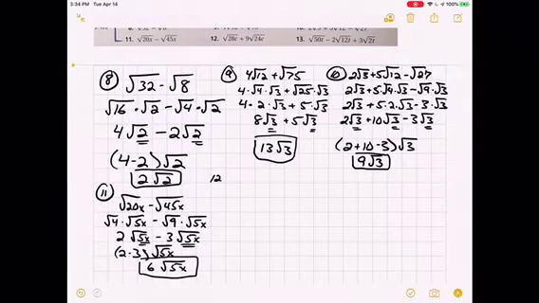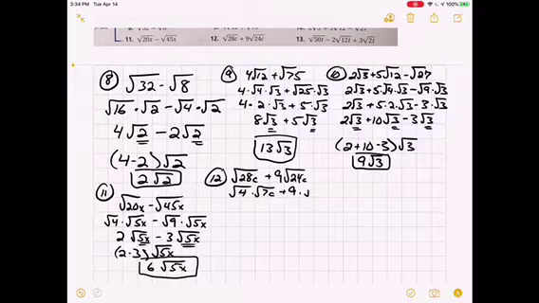All right, and number 12. Number 12, we have the square root of 28c plus 9 times the square root of 24c. So 28 is 4 times 7, so this is the square root of 4 times the square root of 7c, plus 24 being 4 times 6, I can do 9 times the square root of 4 times the square root of 6c. And let's simplify on the left.